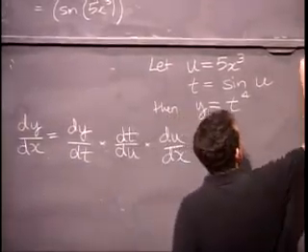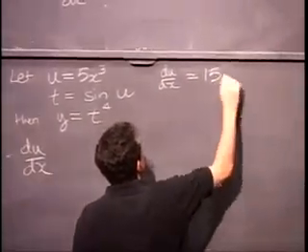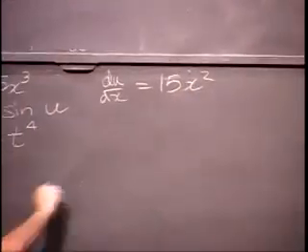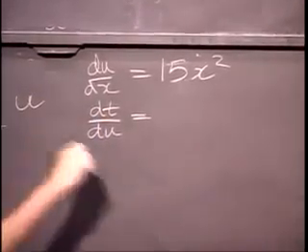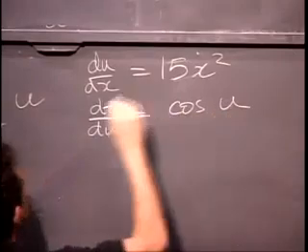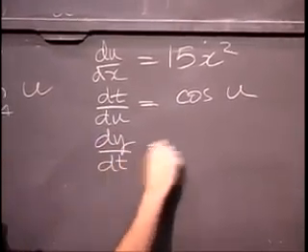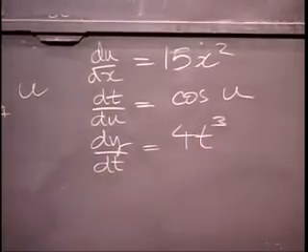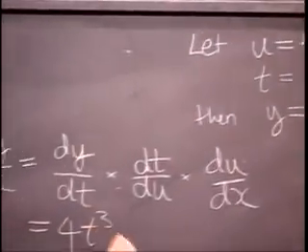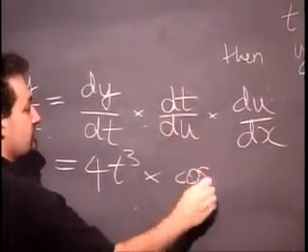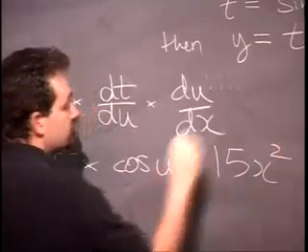Well, we better come over here and work out what du/dx is. It's 15x squared. No problem. What about dt/du? Well, we've just seen the derivative of sine is cosine. And how about dy/dt? 4t cubed. So dy/dt is 4t cubed, dt/du is cosine u, and du/dx is 15x squared. And that's the derivative.